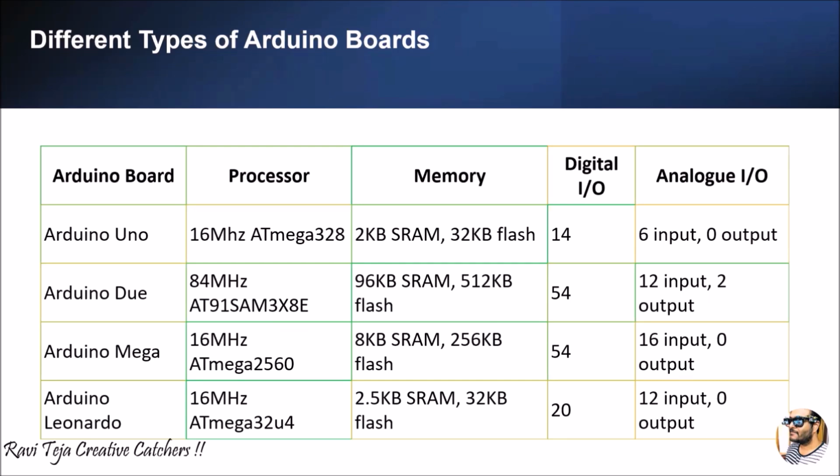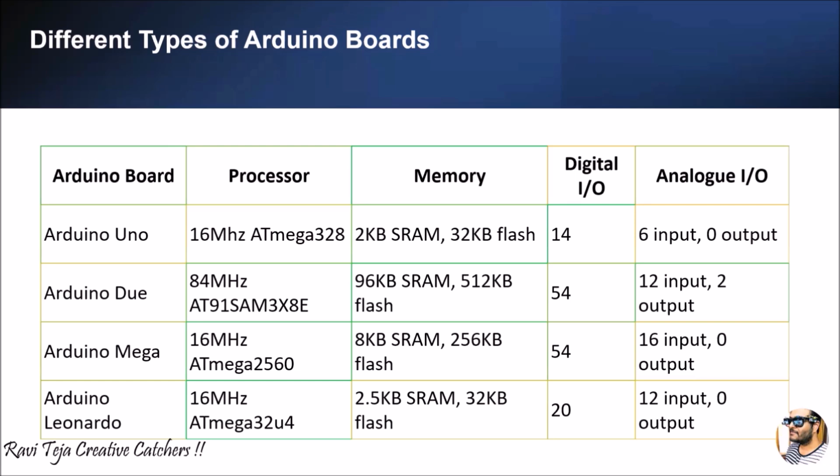Okay, and Arduino Mega is one of the biggest Arduino development boards, which works with a frequency of 16 megahertz, and it will have a controller called Atmega 2560. It comes with a memory of 8 KB SRAM as well as 256 KB flash, and it will have 54 digital I/O pins and comes with 16 analog input pins as well as 0 output pins.